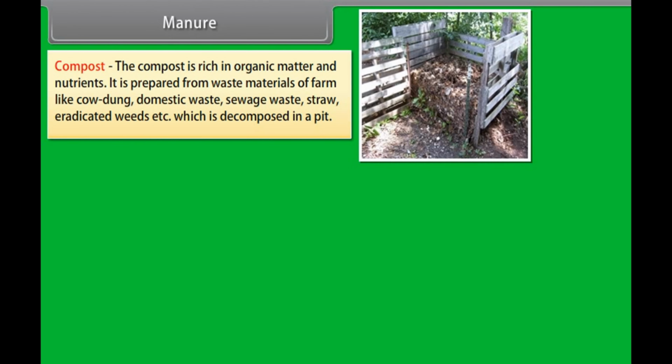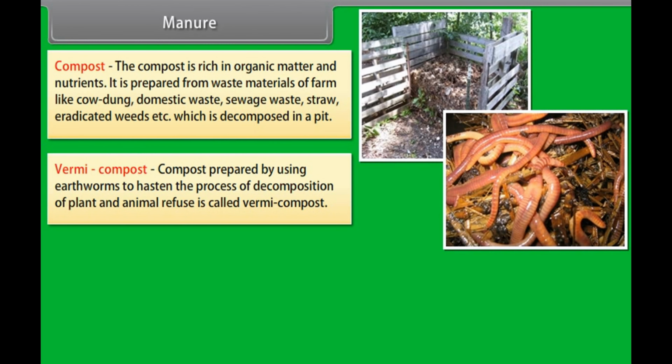Compost. The compost is rich in organic matter and nutrients. It is prepared from waste materials of farm like cow dung, domestic waste, sewage waste, straw, eradicated weeds, etc., which is decomposed in a pit. Vermicompost. Compost prepared by using earthworms to hasten the process of decomposition of plant and animal refuse is called vermicompost.